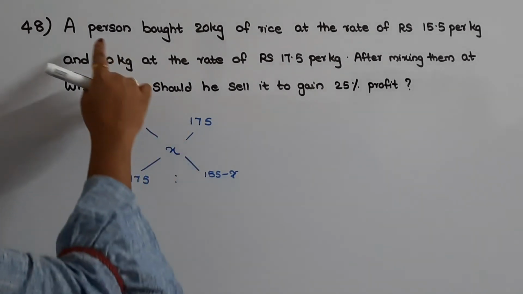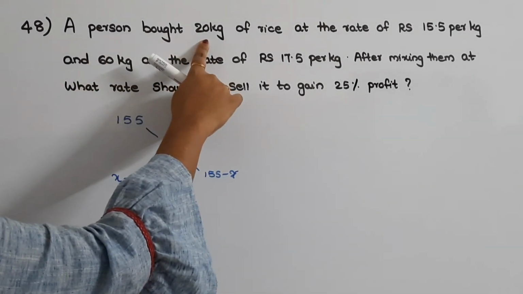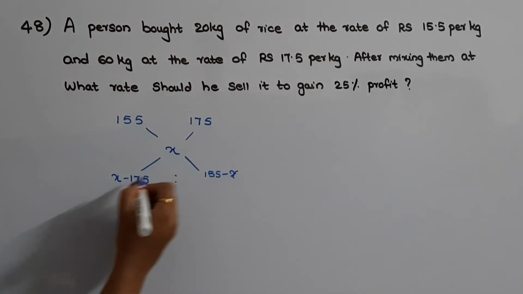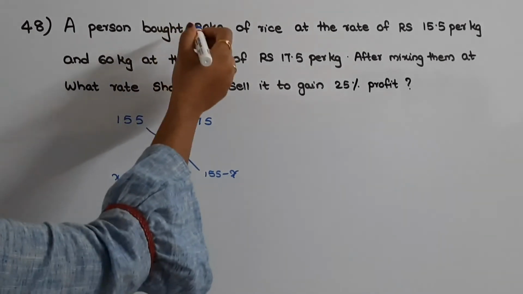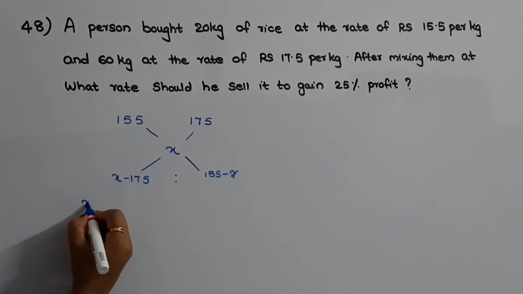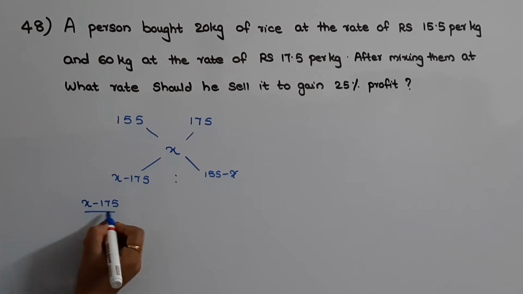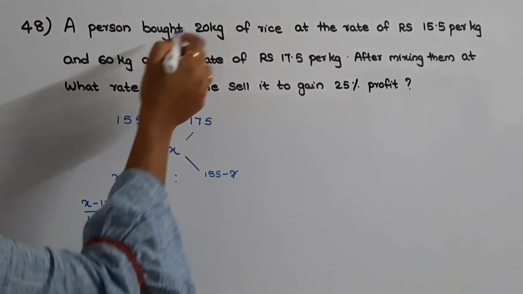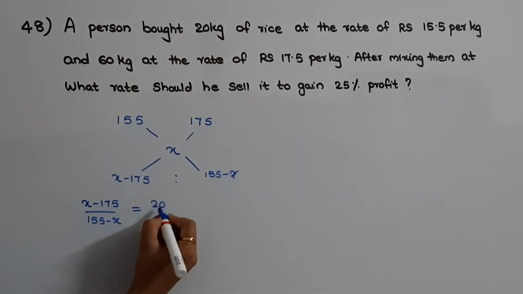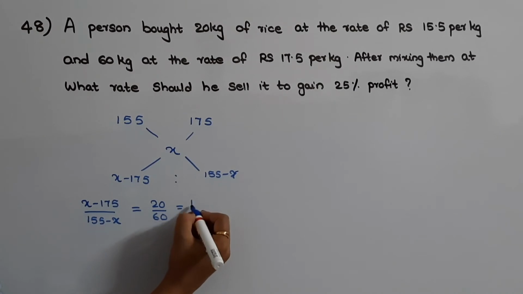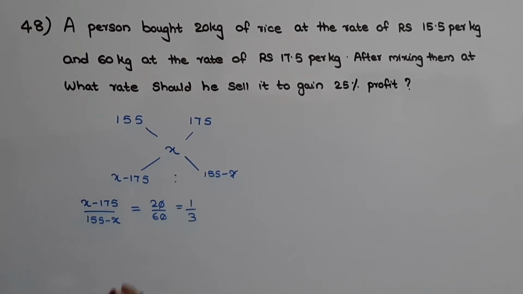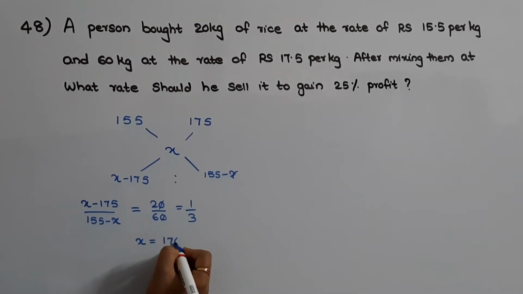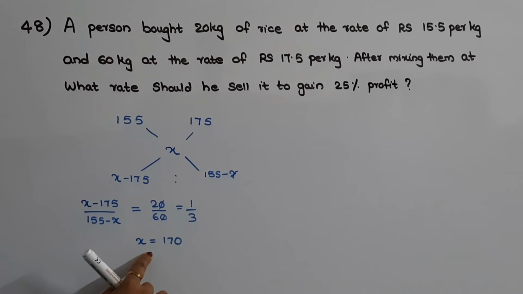The quantity in the first case is given as 20 kg and the quantity of the second type is given as 60 kg. So we can equate this ratio to this ratio of quantities. So x minus 175 by 155 minus x is equal to the ratio of the quantities, that is 20 by 60, that is equal to 1 by 3. On solving this equation, we will get the x value as 170. So this is the cost price of the mixture.